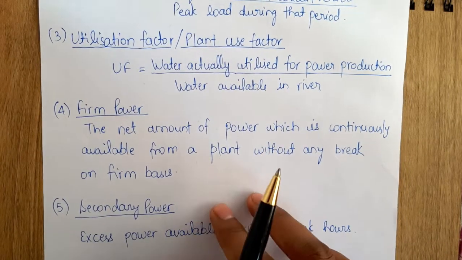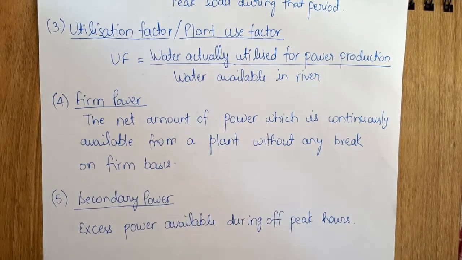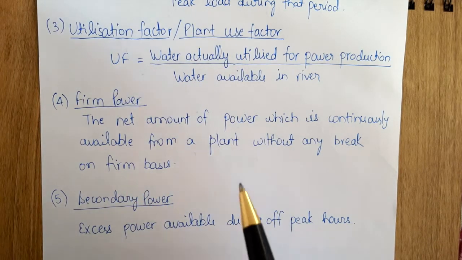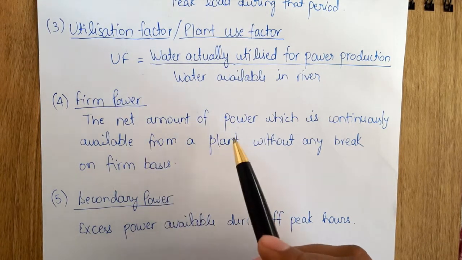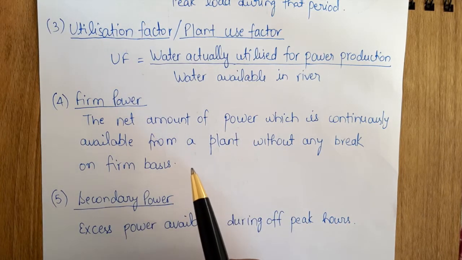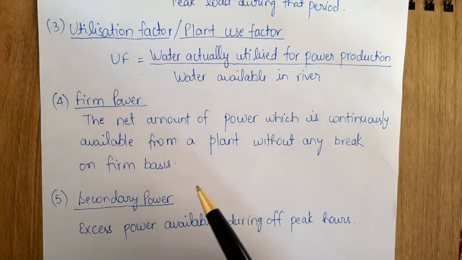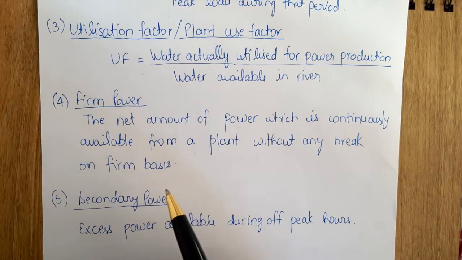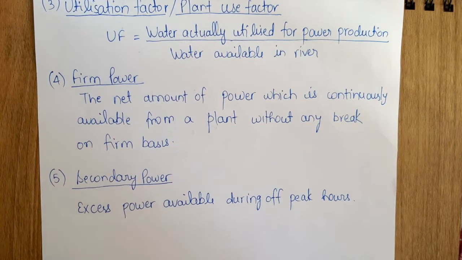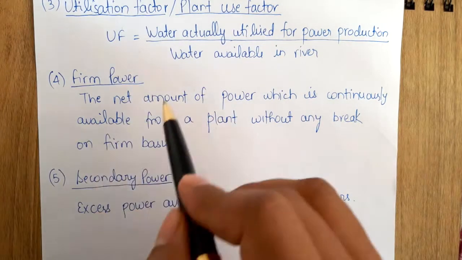And what is the firm power? Firm power is the net amount of the power which is continuously available from a plant without any break on a firm basis. Okay, so this is the maximum, that is a net amount, the power, that is the minimum power that is always available. Or we can say the maximum amount of power that is always available through the plant without any break on a firm basis. Now what is the secondary power? Secondary power is the excess power available during off-peak hours. Okay, so this is the excess power over the firm power.